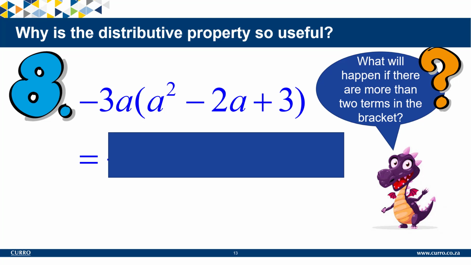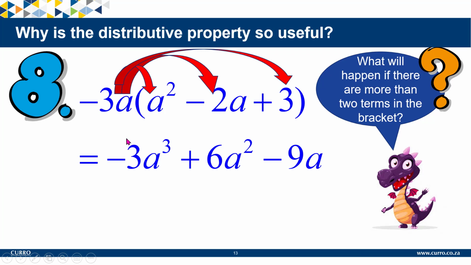What will happen if there are more than two terms in the bracket? That's a great question, Snoot. You always ask what-if questions. Well, then we'll just distribute the number in front of the bracket to each term inside the bracket. Think of your rectangle problem in the beginning. You'll just divide the rectangle into 3 separate rectangles and multiply the areas separately and then add or subtract. So let's distribute. It's easy if you do it sign by sign, number by number, and variable by variable.